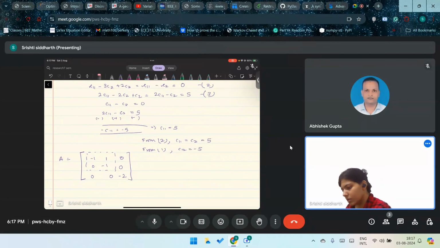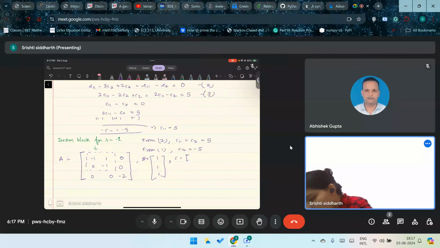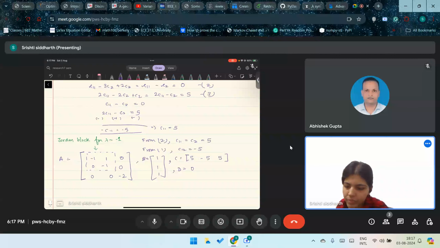So this is the Jordan block for lambda equals -1. Then we have the B vector 1, 1, 1. We have already computed the coefficients, so C is going to be 5, -5, 5, and there is no coupling between input and output, so D is 0.